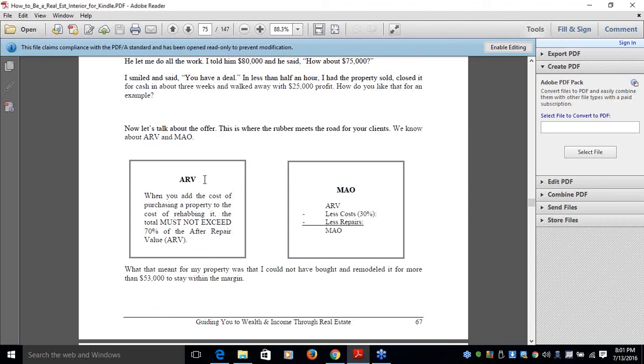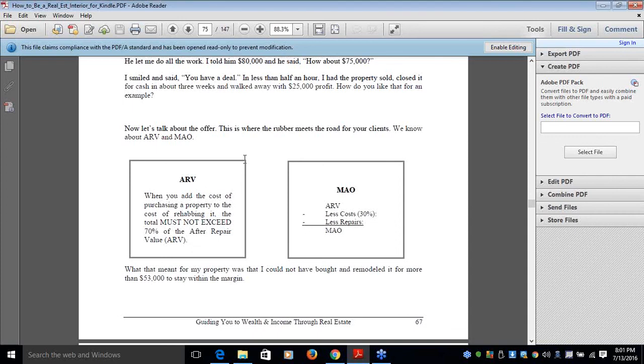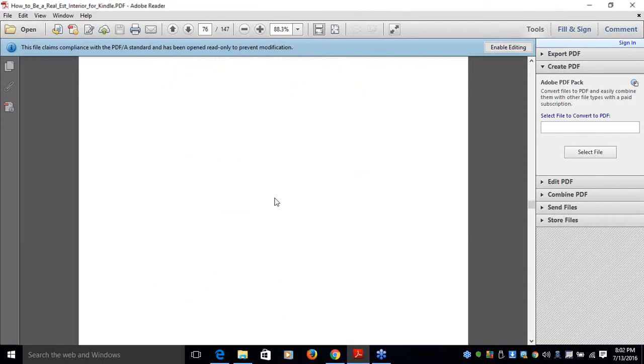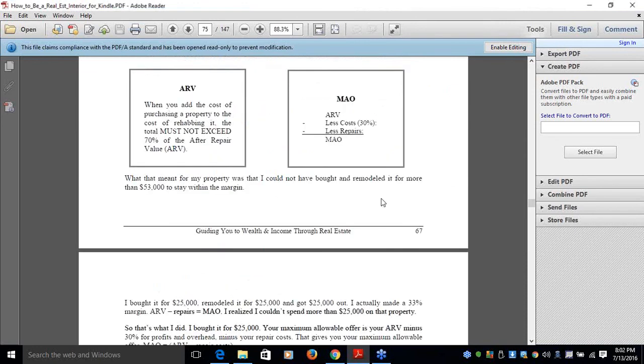Subtract off your 30% for profit and overhead, roughly 20% profit, roughly 10% overhead. All right, then you subtract your repairs, and that resulting number is your MAO, maximum allowable offer. All right. So that's pretty much it, guys. Next week, and if you look in your material, you'll see there's a further description of this example here. And I actually give you the history. Bought it for 25 grand, like I said, remodeled it for 25 and sold the thing for 75.